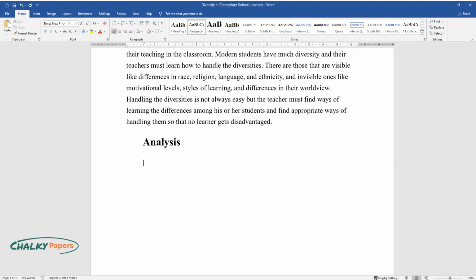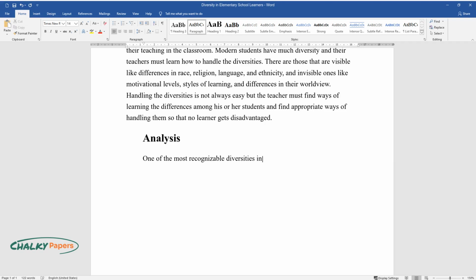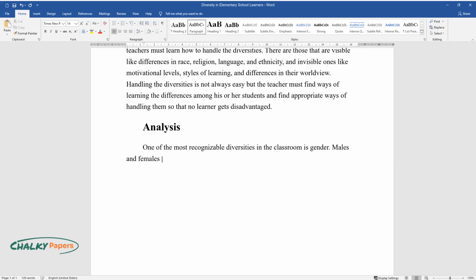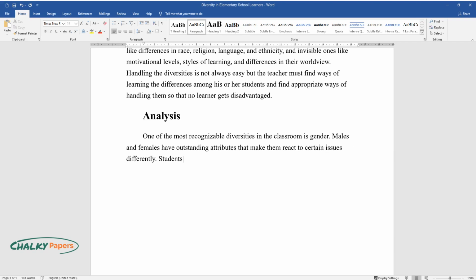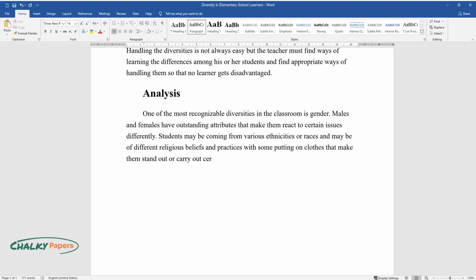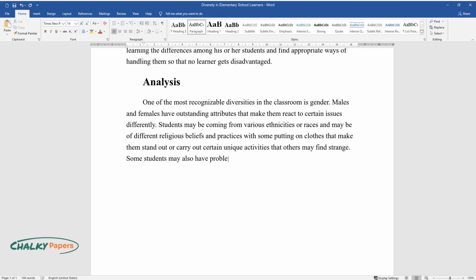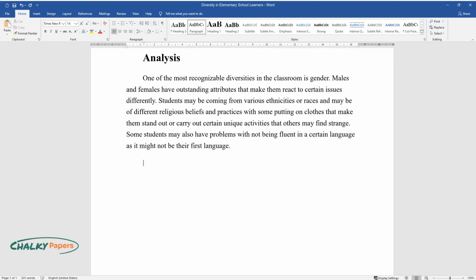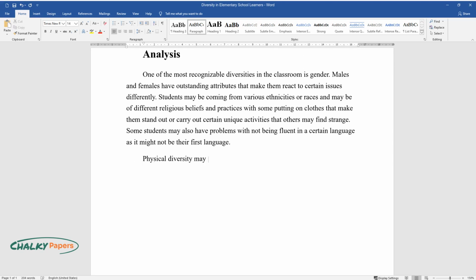Analysis. One of the most recognizable diversities in the classroom is gender. Males and females have outstanding attributes that make them react to certain issues differently. Students may be coming from various ethnicities or races and may be of different religious beliefs and practices, with some putting on clothes that make them stand out or carry out certain unique activities that others may find strange. Some students may also have problems with not being fluent in a certain language, as it might not be their first language. Physical diversity may also occur in the sexual orientation of the students.